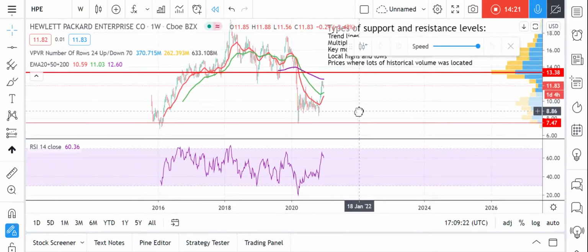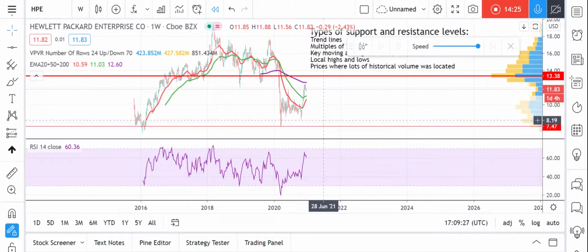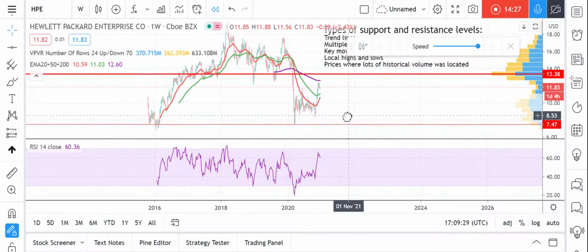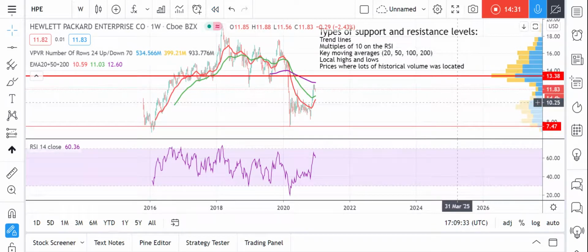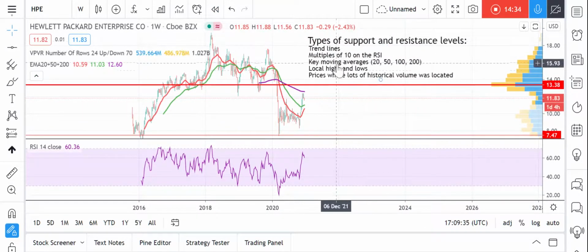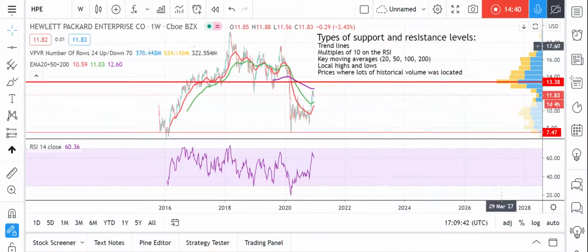So if you find those conjunctions of different key numbers all clustered in one location, that tells you that's a really important level. And so that's what I like to do: look for conjunctions of several different types of support or resistance at more or less the same price. Then I know that that's really key and that there's likely to be a turning point at that price.